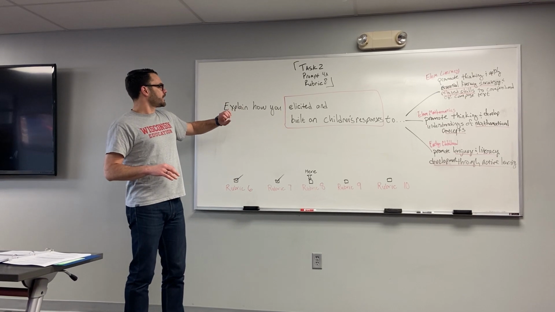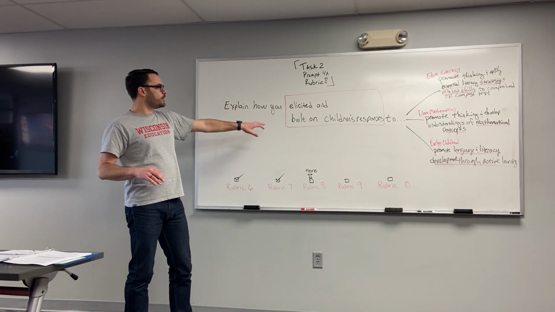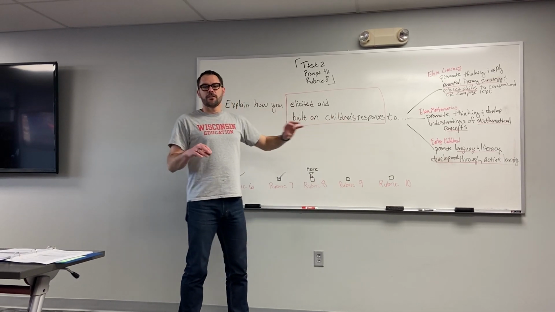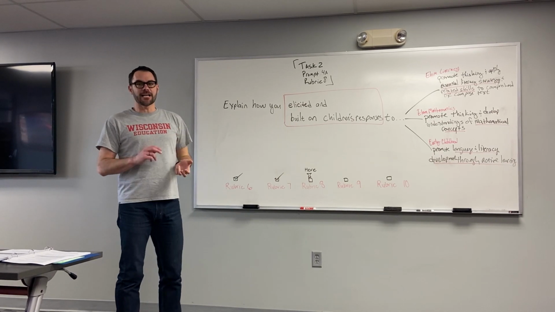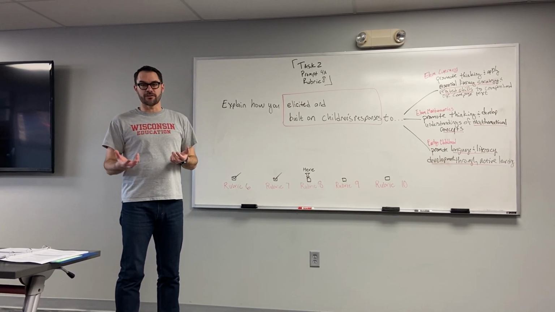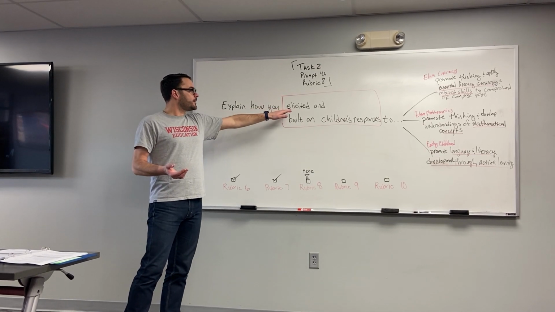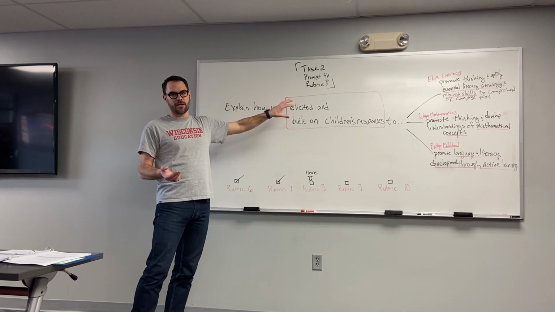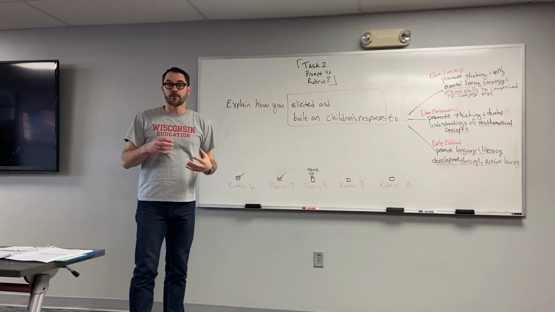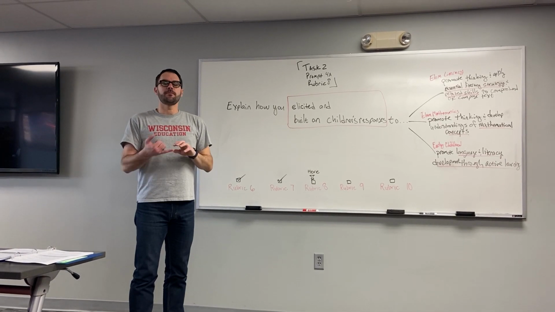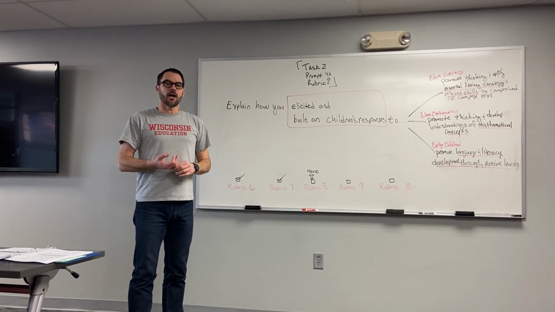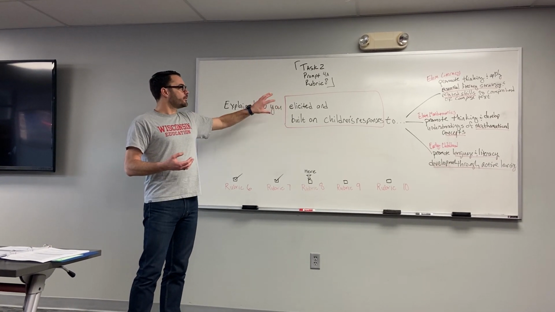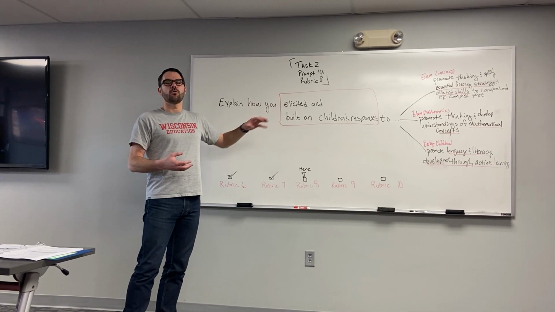So with this particular rubric, the key element is explaining how you elicited and built on children's responses. So this is very much a focus on a dialogue between you and the students in your class. A key piece being eliciting responses, so focusing on the types of questions that you're asking. Being able to draw evidence from your video clips of questions that could be fact-based at times, but primarily are higher order thinking questions, such as how or why questions. So you using these types of questions within your teaching.